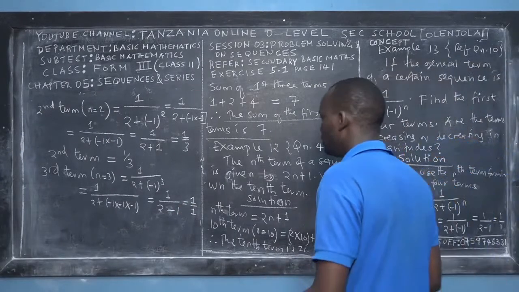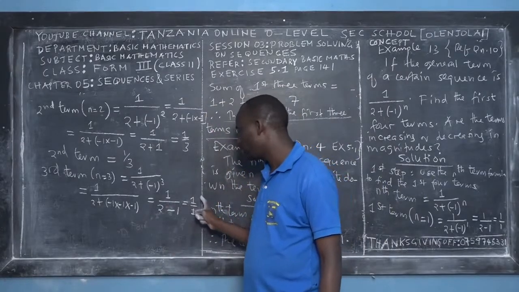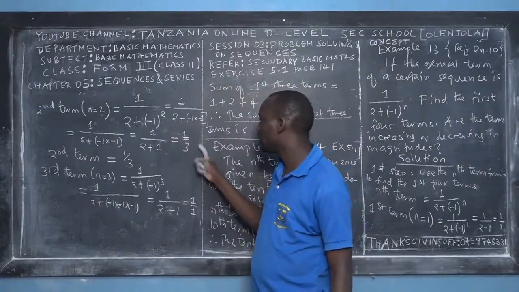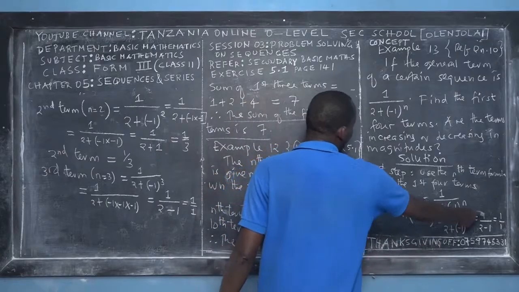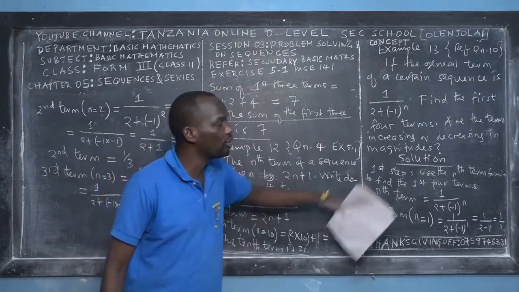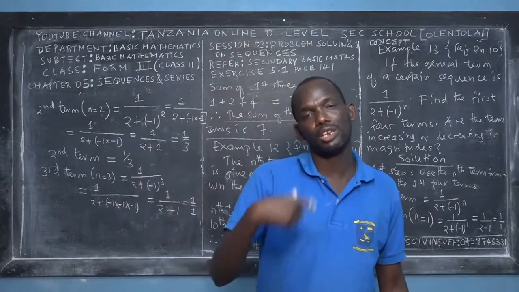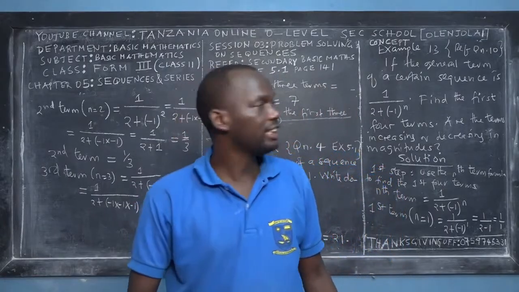So we say that 2 minus 1 is 1. So the third term is 1, right? The second term is 1/3. The first term is what? Is 1.